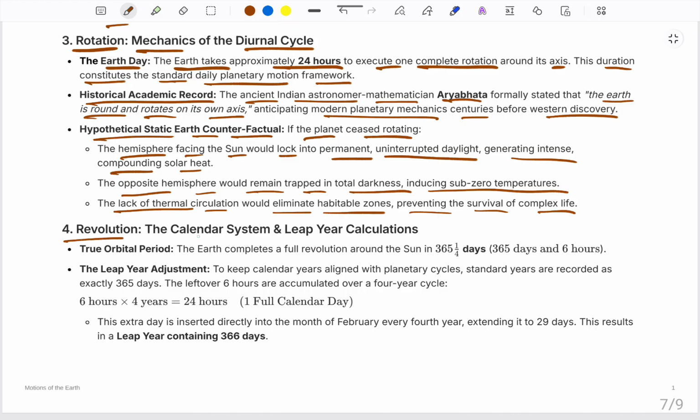Next one, we have revolution, the calendar system and the leap year calculation. True orbital period: the Earth completes a full revolution around the Sun in 365 and a quarter days, like 365 days and 6 hours. The leap year adjustment is made to keep calendar years aligned with planetary cycles. Standard years are recorded as exactly 365 days.